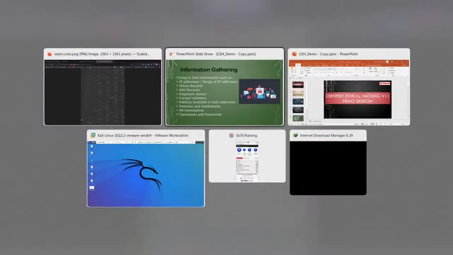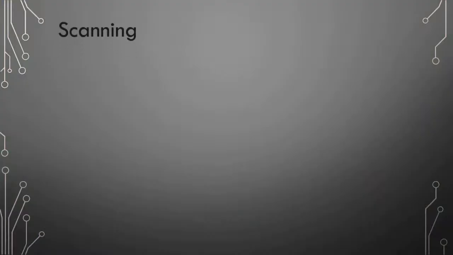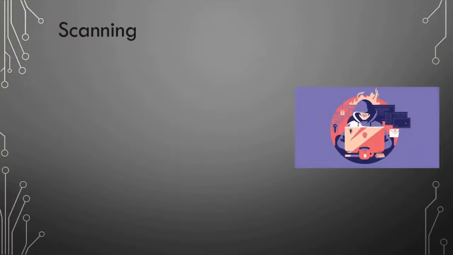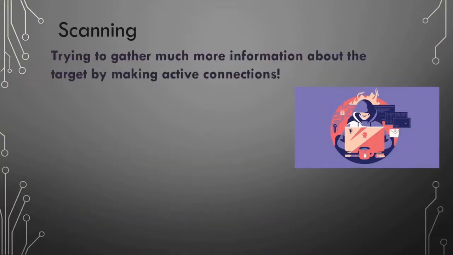Okay, after information gathering is done, then we go to the next phase, which is known as scanning or enumeration. Now, one of you asked me what scanning or enumeration is. This is nothing but trying to get some extra information about the target by making active connections. What I mean by active connections is that you will directly connect to Wipro servers, and from them you will try to fetch the information.